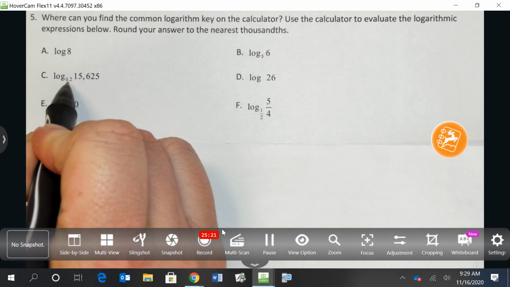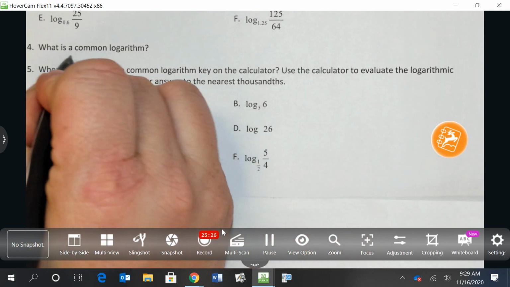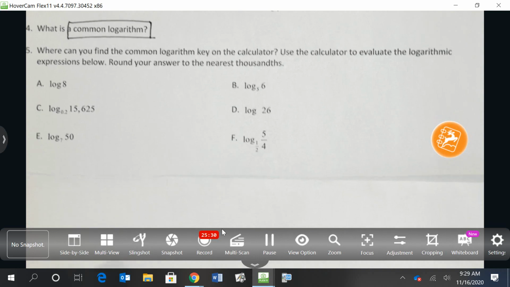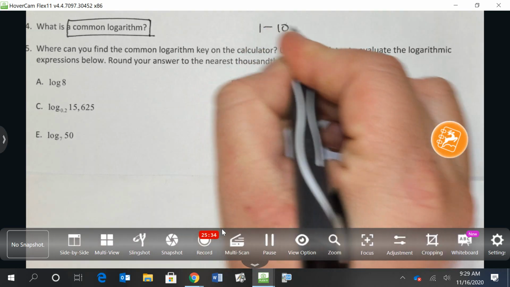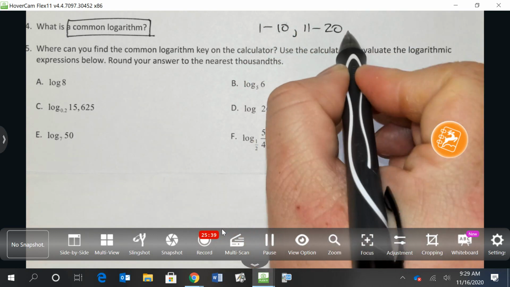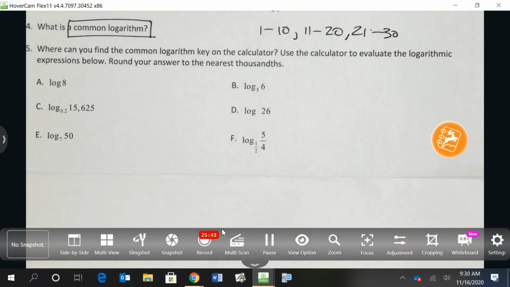See how I have a base, a base, a base, a base. This doesn't have a base and this doesn't have a base. When you don't see a base, it's called a common logarithm. Our numerical system is based on tens. Think of this really quick. We go 1 through 10, and then we really repeat that. 11 through 20, we're counting by 10 again, right? It goes on, continuously counting by 10.